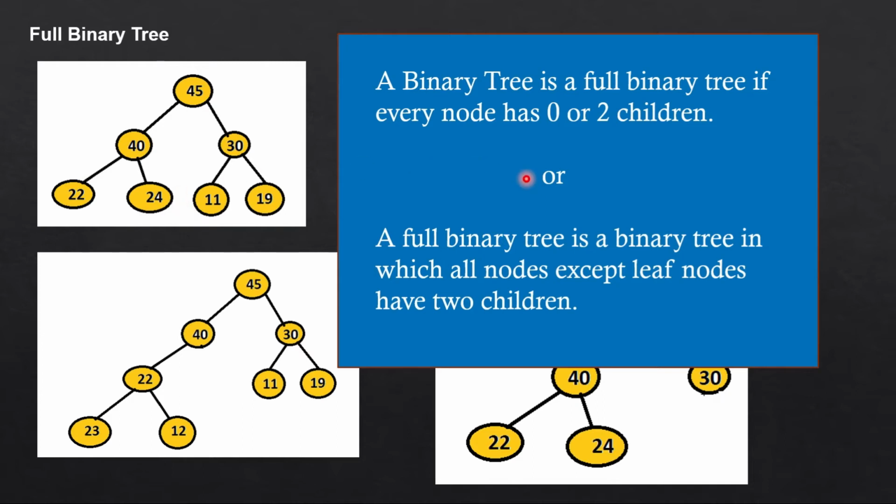Or we can say, in another kind of definition, a full binary tree is a binary tree in which all nodes except leaf nodes have two children. So that is also satisfied here, right? Other than these leaf nodes, each and every node has two children. So this is a full binary tree. Now we will see a few examples and we will get to know whether each is a full binary tree or not.